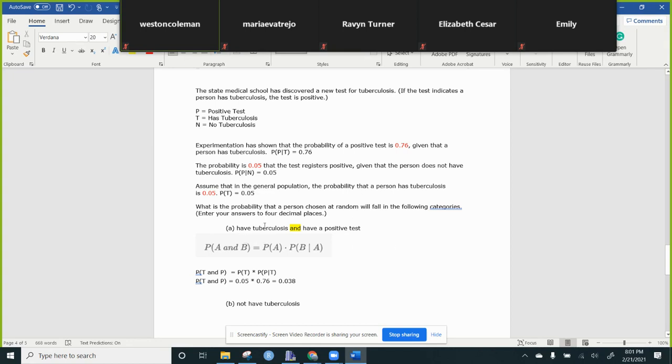The first one is, has tuberculosis and has a positive test. So remember, I put up here my letters, so it's the probability of T and P. All right, so how do I know what I need? So I've gone up here, and remember, I've gotten things, so I use the rule. I do the probability of T, which is 0.05, times the probability that there's a positive test given that they have tuberculosis, and I multiply those together.